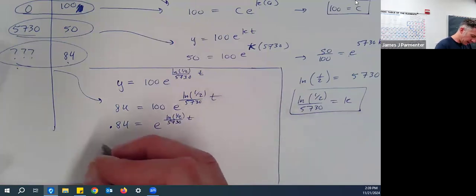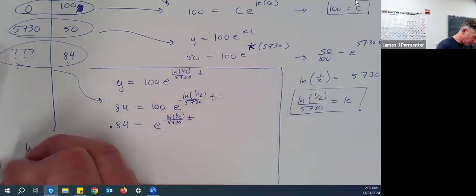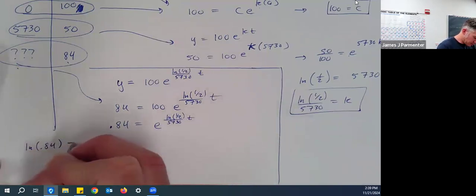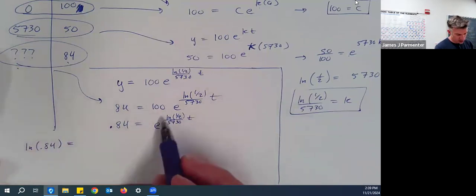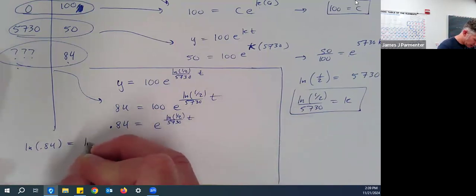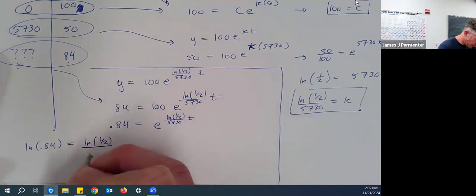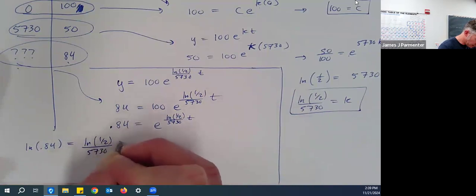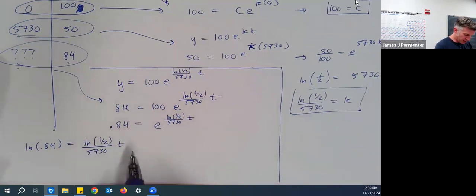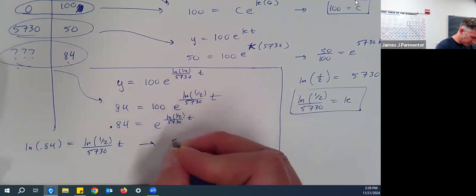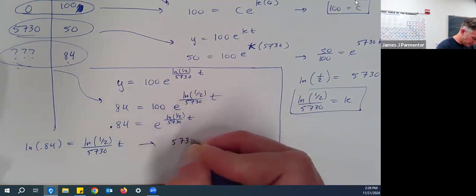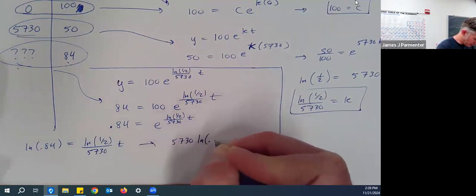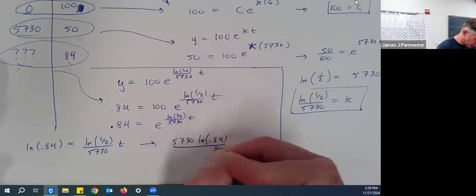Take the natural log of both sides. You're going to say that the natural log of 0.84 is equal to the natural log of e to all that junk, which is just all that junk. Natural log of 1/2 over 5,730 times t. And finally, multiply both sides by 5,730 and divide both sides by the natural log of 1/2 to get 5,730 times the natural log of 0.84 divided by the natural log of 1/2.